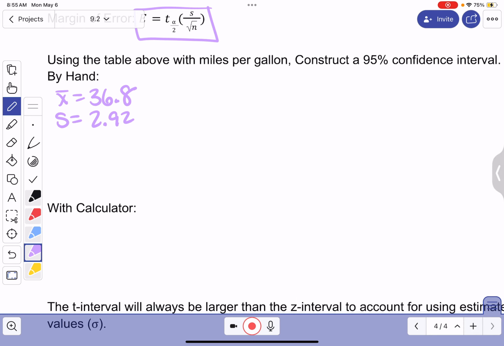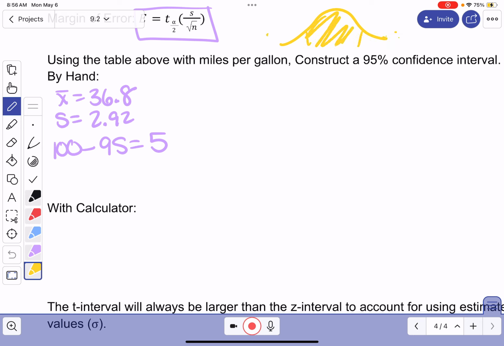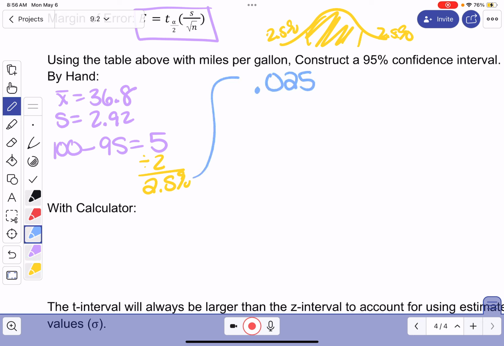We know we're 95% confident, so to subtract 95, we have 5% in our tails. For example, this is our curve. So we have 95% of the data here, meaning there's 5% on the outsides. So we have to divide that by 2, and we get 2.5% on each side of that 95%. So on our table, we're going to look for an area of 0.025. We had 16 cars, so our degrees of freedom is 15.